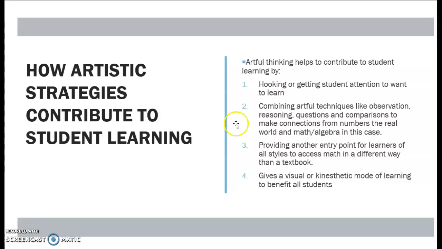Combining artful techniques like observation and reasoning, questions and comparisons to make connections from numbers, the real world, and math and algebra in this class.